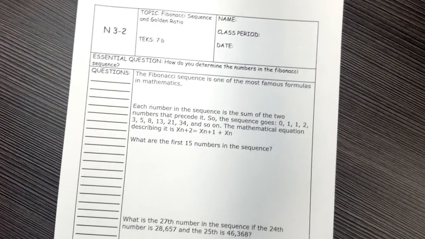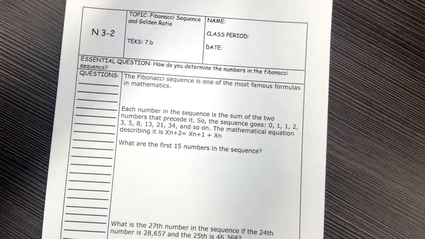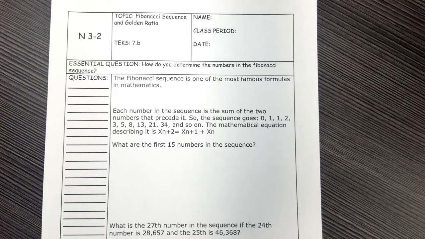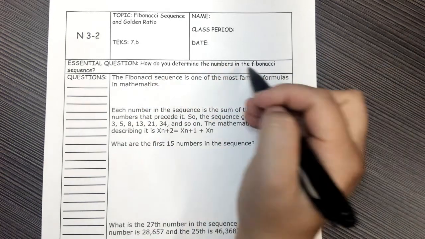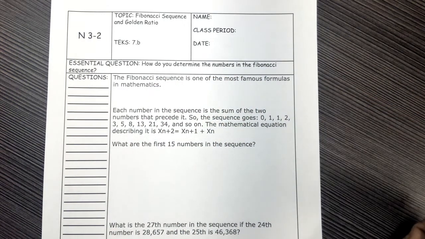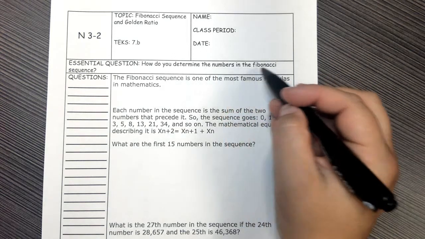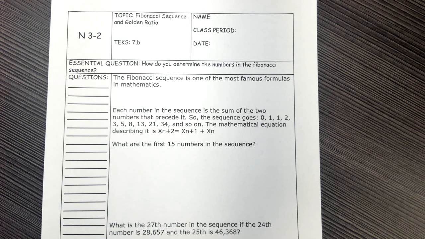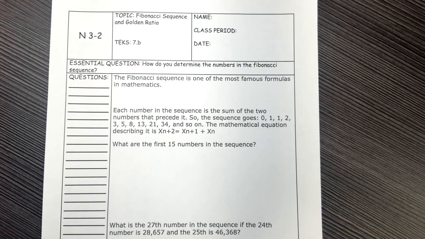Okay, so today we're looking at the Fibonacci sequence. This is a popular mathematical sequence. And how do you determine what the numbers in the Fibonacci sequence are? So the Fibonacci sequence is one of the most famous formulas in mathematics. Each number of the sequence is the sum of the two numbers that precede it. So the sequence goes 0, 1, 1, 2, 3, 5, 8, 13, 21, 34, and so on.